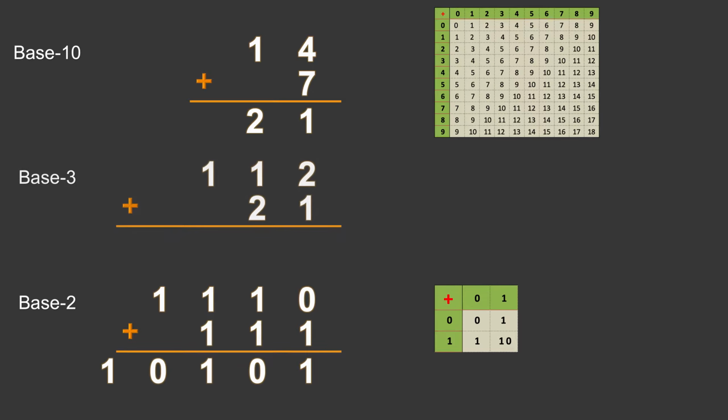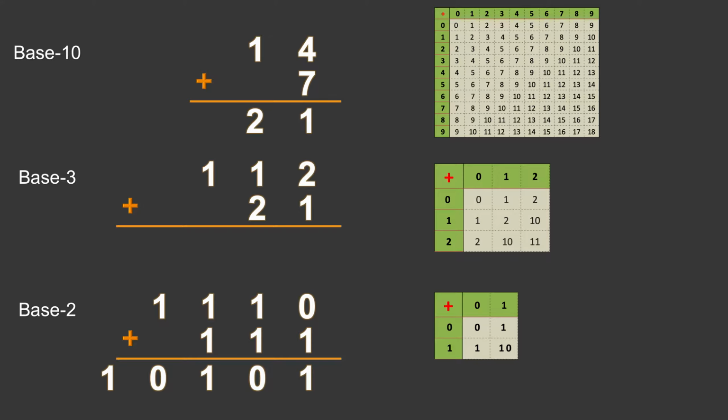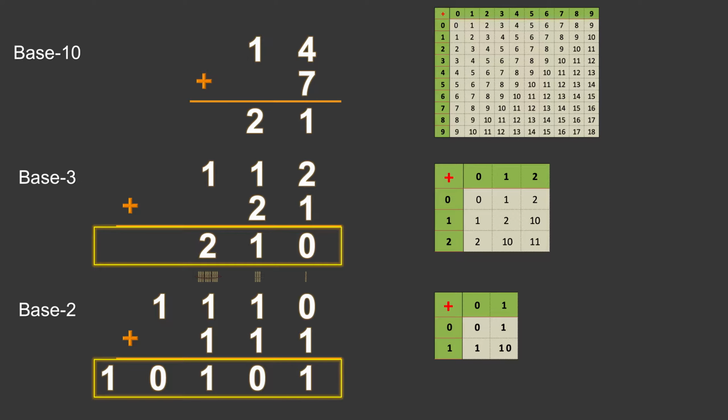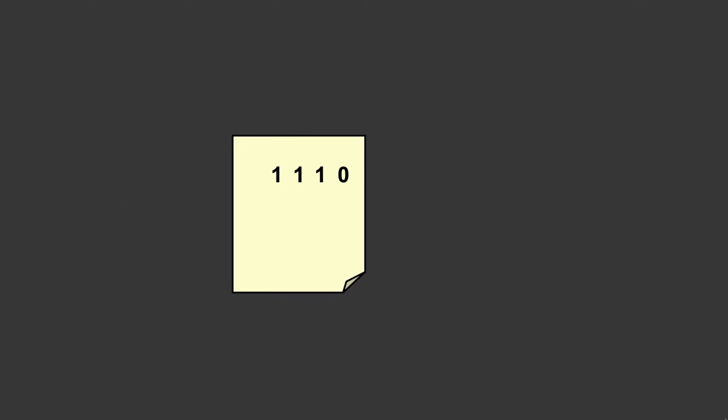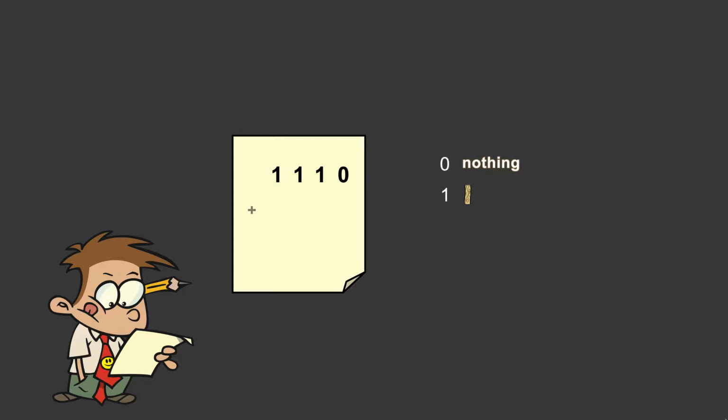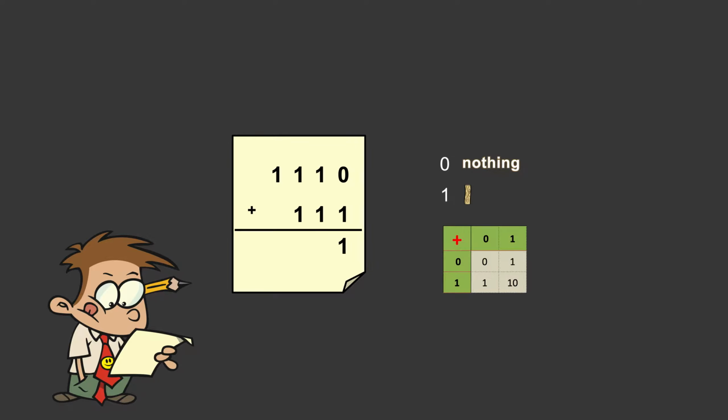In base 3, this table is 3 by 3. Again, we can do computing by following the table. I will leave it to you to verify that both codes represent 21. I hope by now you view those strings of zeros and ones on paper as numbers, and symbol manipulation according to the addition table as computing.